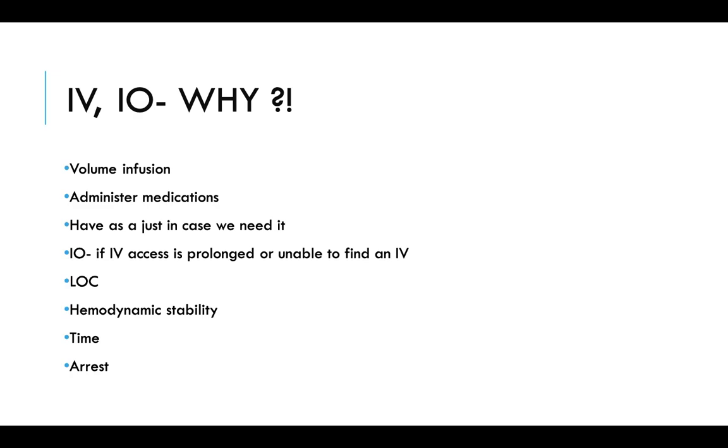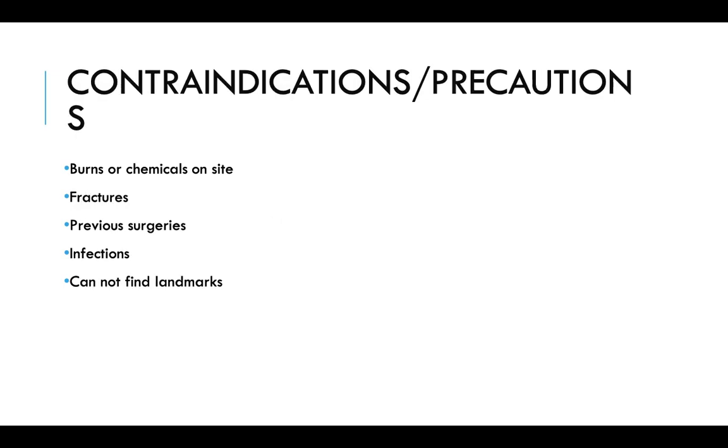Level of consciousness, hemodynamic stability, time, and arrest. Full arrest, and then time refers to how quick this task needs to be done versus how much time we have. It may be faster to just drill somebody than to look on someone and try and find a vein. That may end up taking a couple of minutes, versus it's a little easier to find our landmarks for the IO.